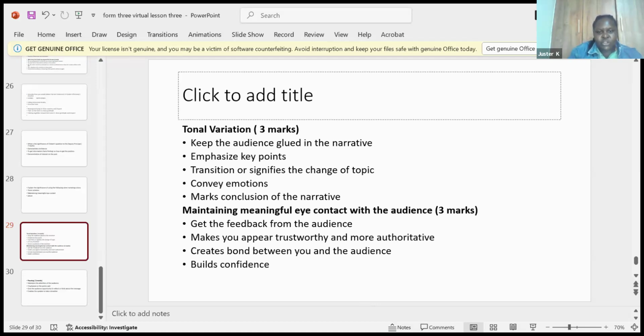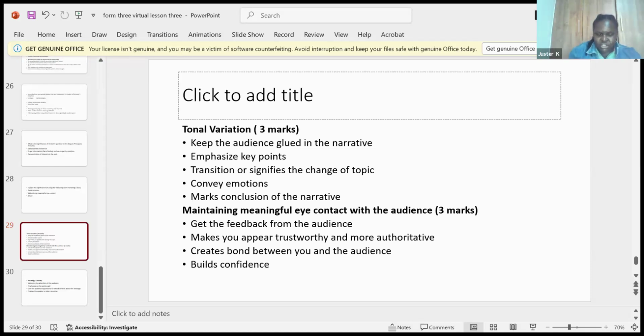Now, the other question was on tone variation. The significance of tone variation is, number one, you can keep the audience glued in the narrative. Remember, I began by saying that it is just the change of pitch. Sometimes it's high, sometimes it is low. And I remember somebody talking about breaking the monotony. Now, the essence is if you bore the audience, then you don't have their attention. But if you vary your tone, you keep them glued.